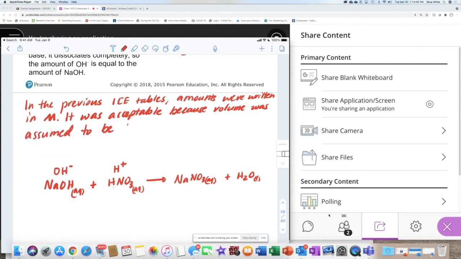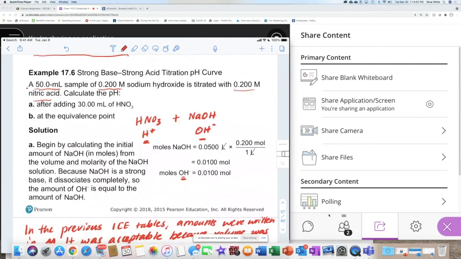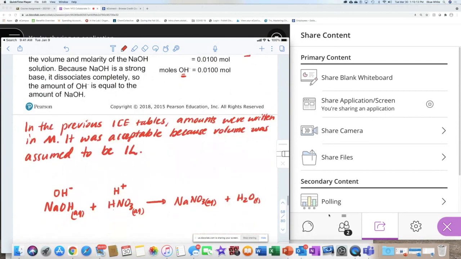to be 1 liter. Let's look at our volume here. Our volume is not 1 liter. Okay? It's not 1 liter. So in order for us to work with this, we have to try to figure out the moles in liters. And as you can see, they convert that here. So we have to figure out our concentration in liters.